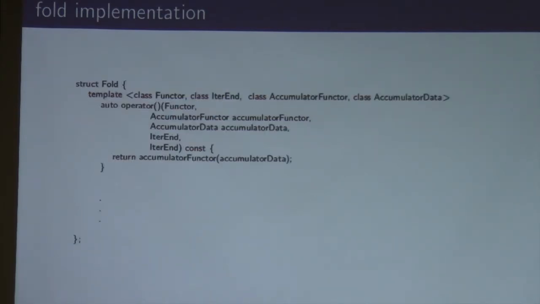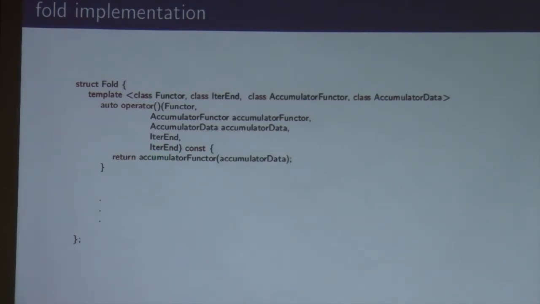This fold has two overloads of the parentheses operator. The first one covers the case when our collection is empty. So we've got these two of the same types here. And in this case, we just call the accumulator functor providing accumulator data and return that. So this was the simple case.